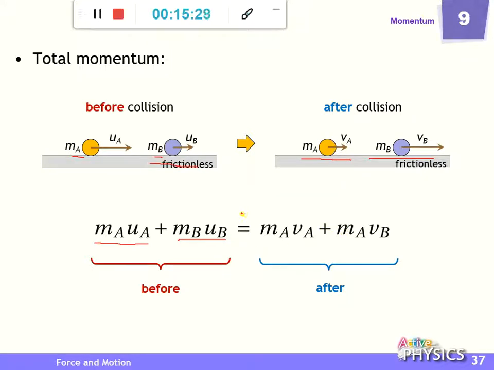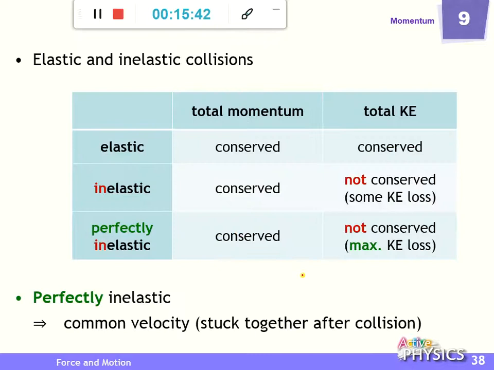Then what will happen? We have the equal sign. The equal sign means that before and after, the total momentum should be the same, no change. This one we say is conservation of momentum. But look at this. This table is very important. In your book, put a star on it and remember it.